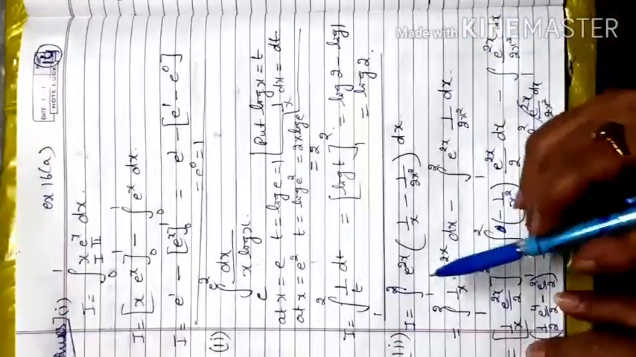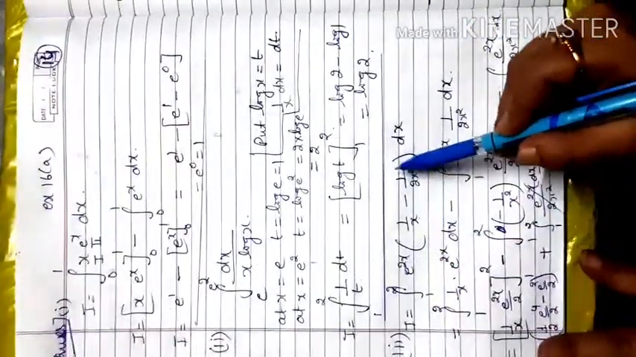Next is 0 to 2 e raised to power 2x, 1 by x minus 1 by 2x square dx.